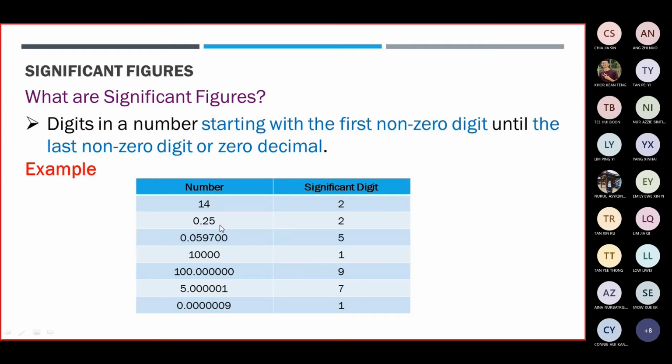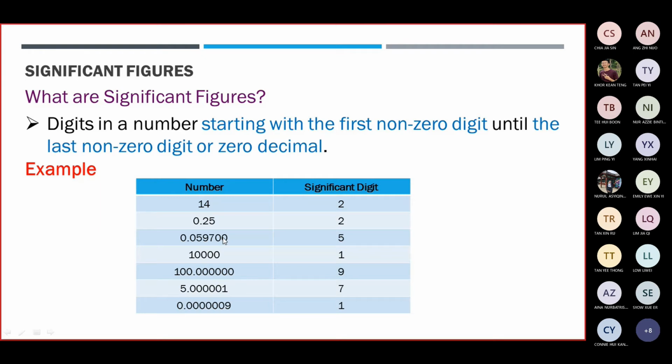Okay, look at example 3, 0.059700. Now, as I said earlier, based on the criteria, only the figures from the first non-zero digit will be counted. Since the 0 starts right after the dot point, it will not be counted. So we just start from 5. So 1, 2, 3, 4, 5. So we have 5 significant digits in this number.